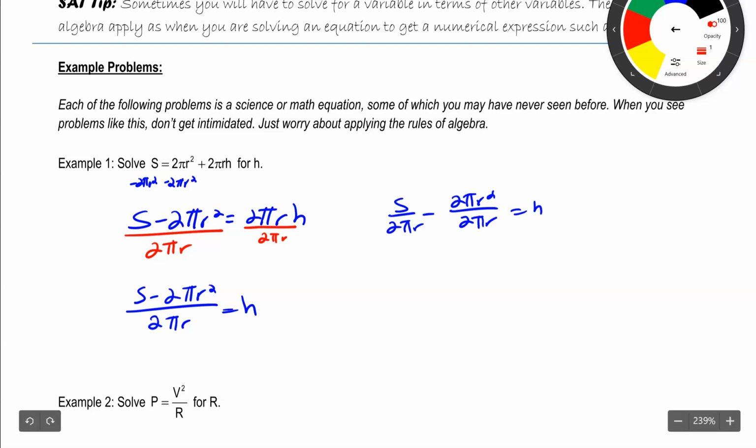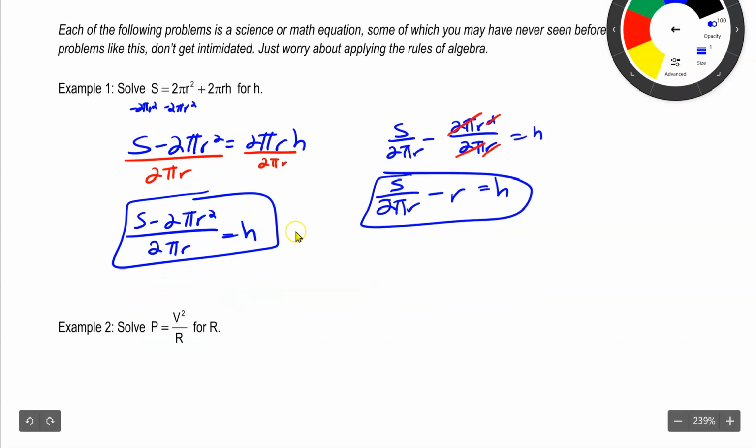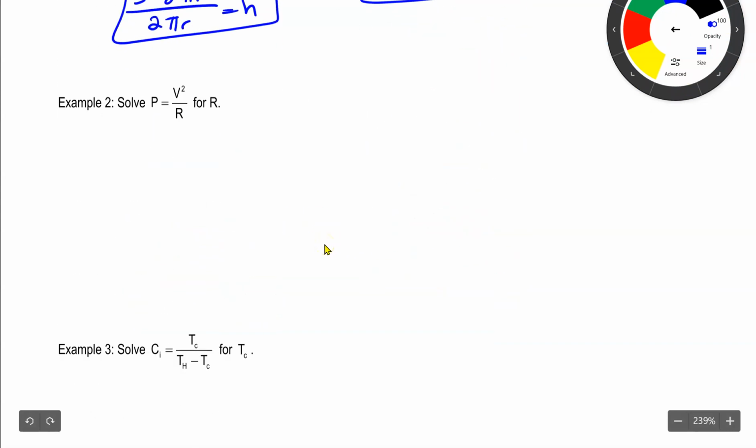And you'll notice when I do that, the 2 pi's cancel and these r's reduce. So I would have S over 2 pi r minus what I had left was an r to the first equals h. So either this one or this one is acceptable. Just want to show you that extra step you could take if maybe the multiple choice options didn't match what you had gotten originally. All right, next one up.